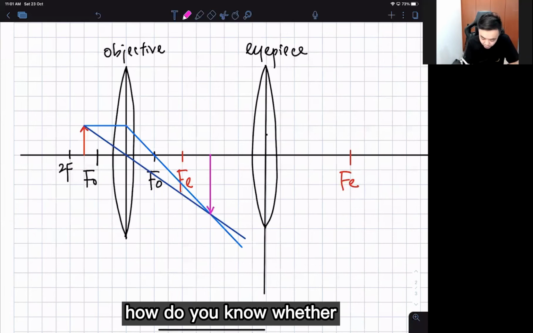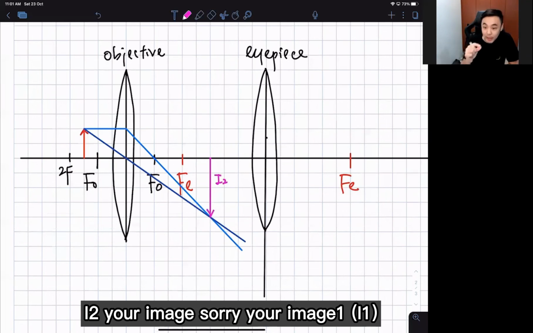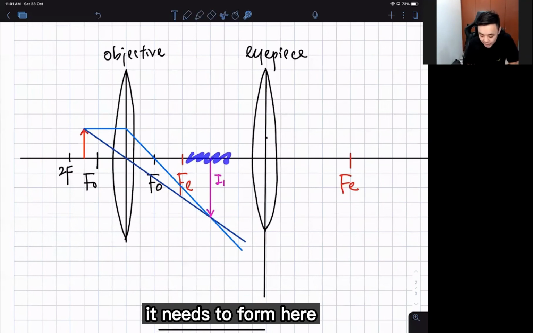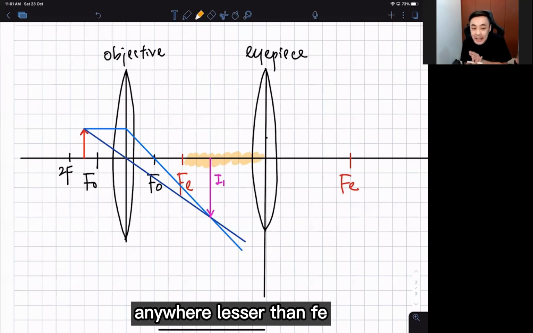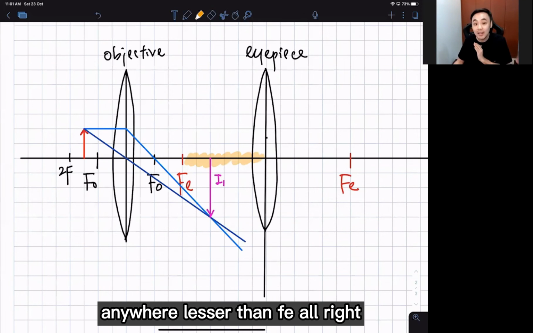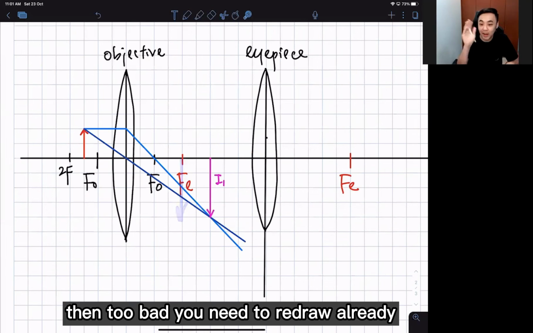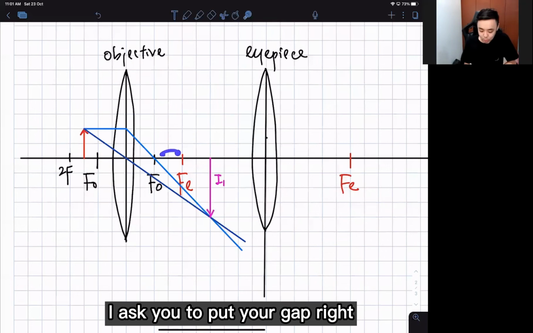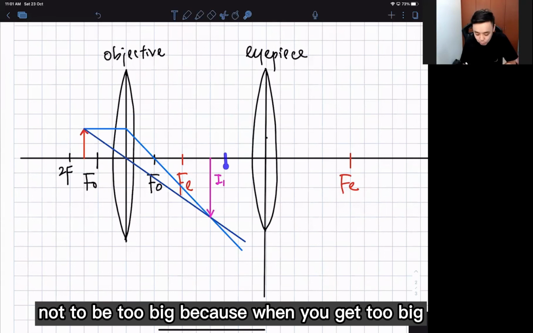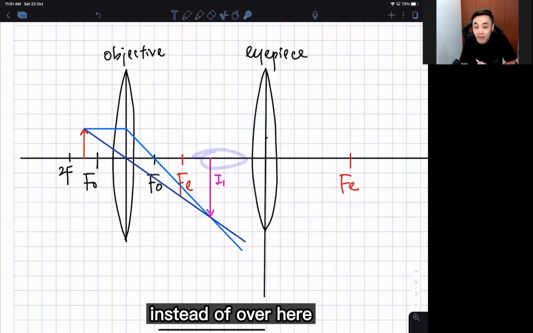Now, how do you know whether you're on the correct track or not? Your image 1, I1, needs to form here, within this region, anywhere lesser than FE. Then only you can continue drawing on. If your I1 forms here, then too bad, I need to redraw already. Your answer is going to be wrong. So that's why I asked you to put your gap not to be too big, because when it gets too big, your I1 will land in between the gap instead of over here.